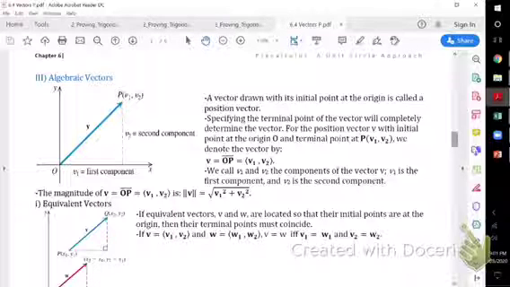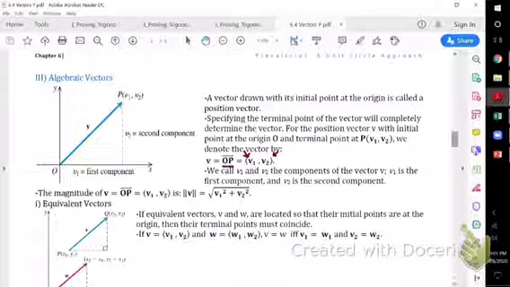Specifying the terminal point of the vector will completely determine the vector. For the position vector v with the initial point at the origin O and the terminal point at v1, v2, we denote the vector by v equals segment OP, which is equal to, notice this, they use pointy parentheses, some call them brackets, okay? They're different than actual parentheses. So it's going to have those brackets with v1, v2 inside.